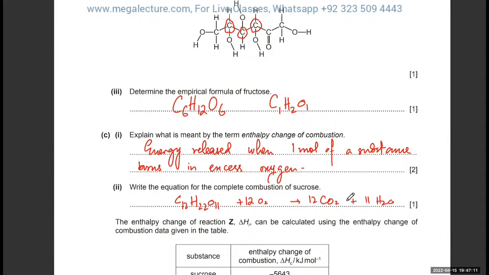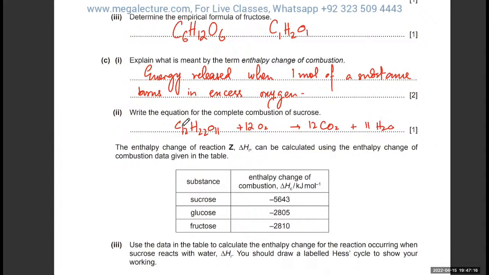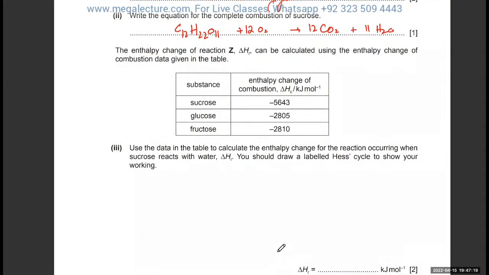35 oxygens, and 24 plus 11. I think that's 35. Hydrogens, that's 22. Carbons 12. Carbon 12. So it kind of looks fine.